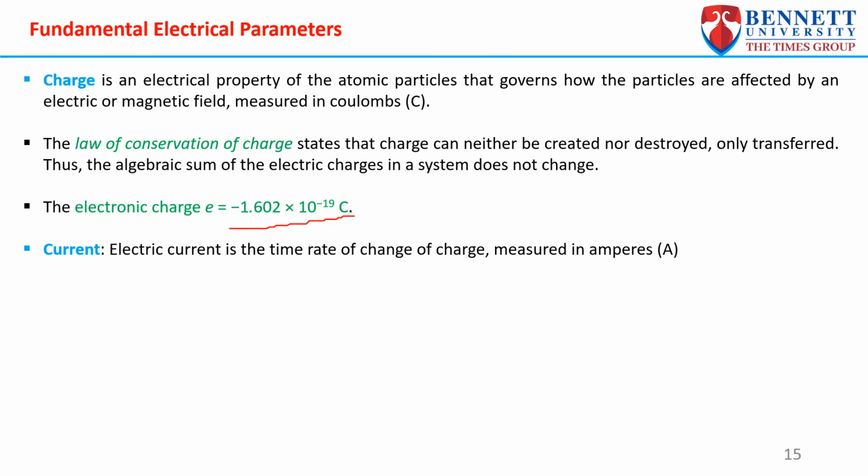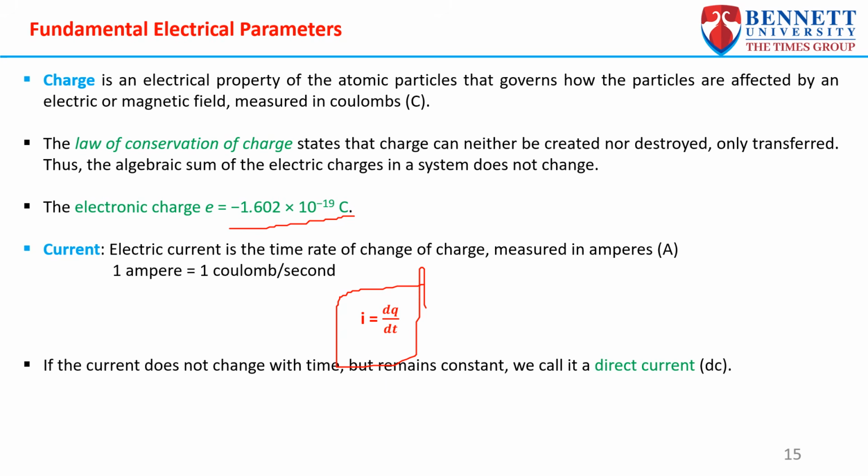Similarly, there is another parameter, that is current. Current is the time rate of change of charge, and it is measured in amperes, and 1 ampere is 1 coulomb per second. So mathematically you can define that I is dq by dt.